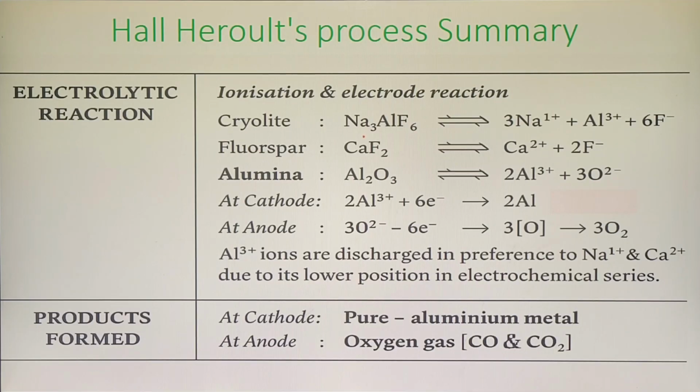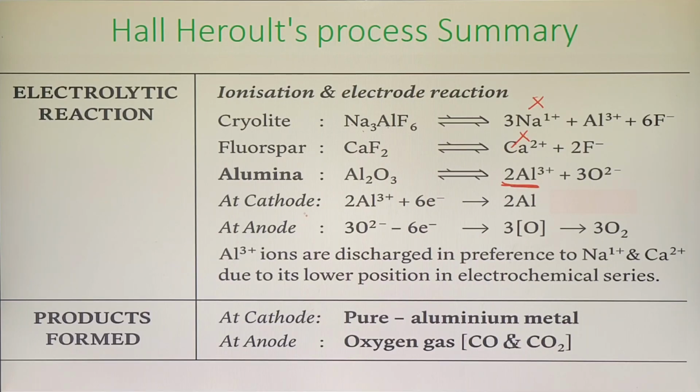So which are the three things? I have cryolite, 3Na plus Al3 plus 6F minus. I have CaF2, which is Ca2 plus and 2F minus. I have Al2O3, that is 2Al plus 3O2 minus. This is not going to be discharged. This is not going to be discharged. At the cathode, what is going to get discharged?